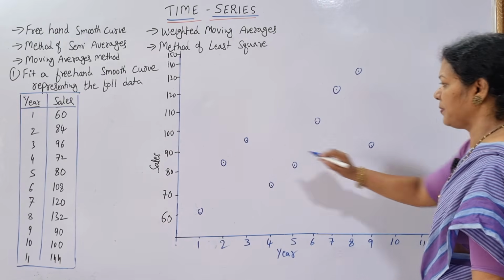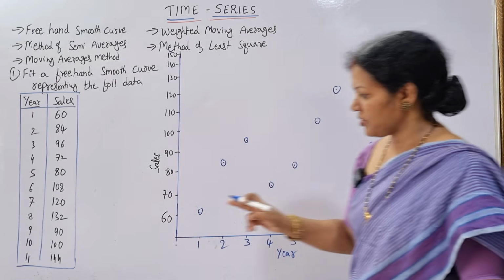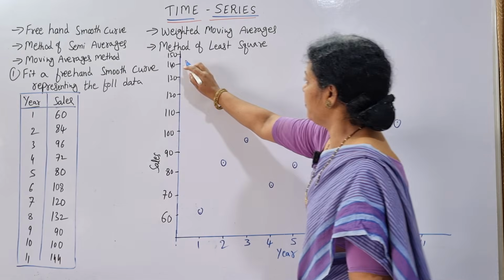Once again up. There are many ups and downs. Next, eleventh year 144. Maximum peak. 144 is here.